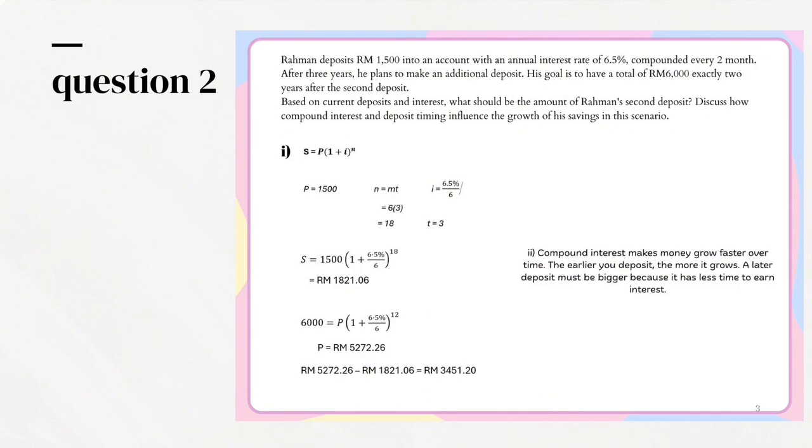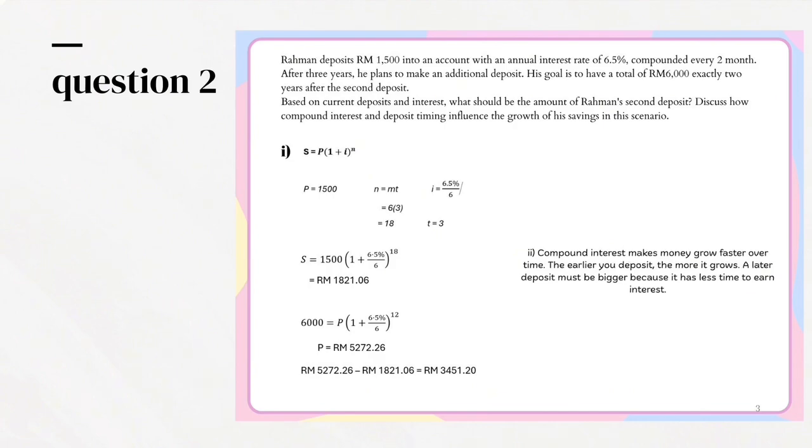It has two problems to be solved here, and I'm using the future value formula, which is S equals P(1 + i)^n. So P equals 1,500, n equals mt, which is 6 times 3 equals 18, and i equals 6.5% divided by 6 because it is compounded every 2 months, and t equals 3. Then I calculated how much the first deposit of 1,500 would grow after 3 years, and the value at year 3 is 1,821 ringgit and 6 cents.